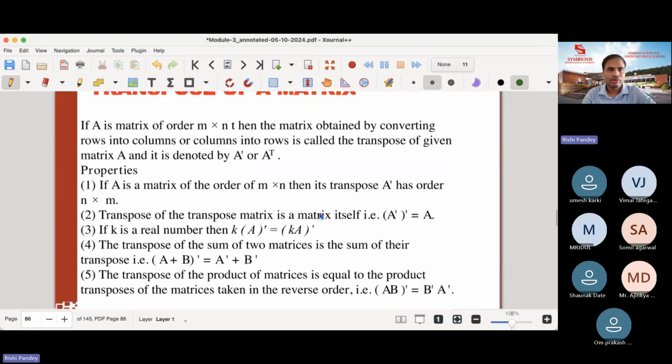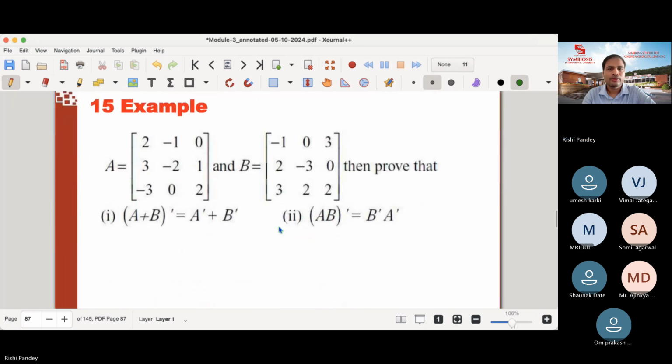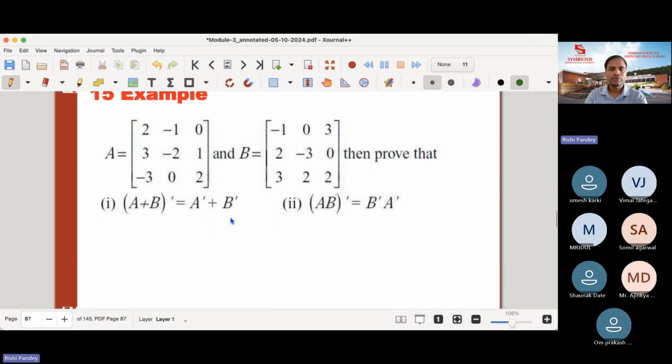So now the transpose. Transpose means change the row to the column and column to the row. And these are some properties. Okay. Add these two, everyone. A and B. Add A and B and then take a transpose. Then again A transpose and B transpose. Okay. What is transpose?